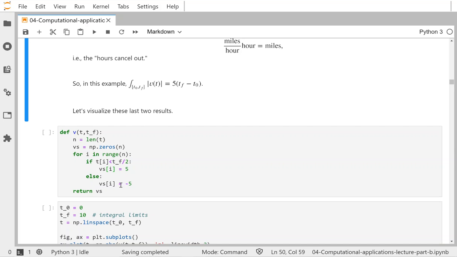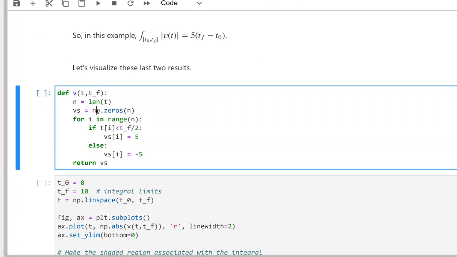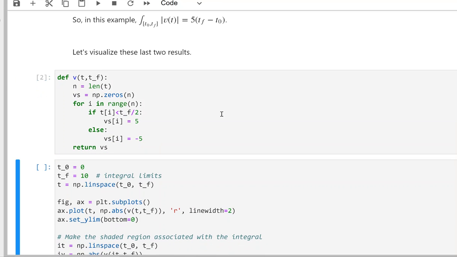So let's visualize these last two results. Here I define a function. I'm going to assume that t naught is 0 in this function. In that function, I give it an array of times, and then I give it what the final time is for computational purposes. Then I create an array of zeros for the velocity, and then I populate it with values. For each i in the range of n, I look at t of i, and if it's less than t sub f over 2, so it's in the first half of the interval, then the velocity is 5. Otherwise it's negative 5, because that means the t values are greater than or equal to that value. So let's create that function.